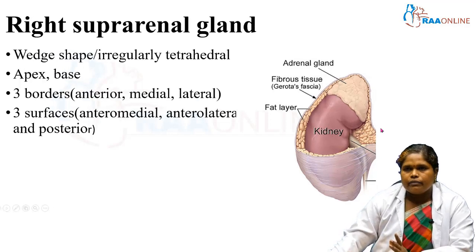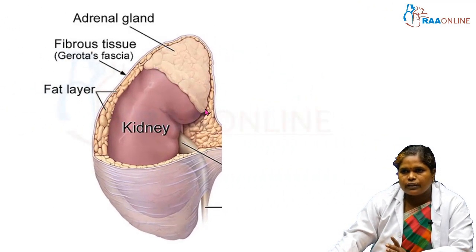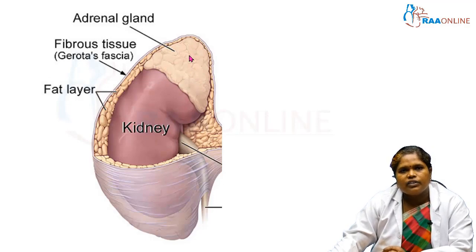The right suprarenal gland, if you see here, is situated on the superior aspect of the corresponding kidney. So it is named as suprarenal gland. The right suprarenal gland is roughly a wedge-shaped structure or of irregular tetrahedral shape. So if we imagine a pyramidal or wedge-shaped structure, it will have an apex and a base. And it will have three borders. The anterior border, which is an ill-defined border, I will show in another picture. And there is a medial border and a lateral border.